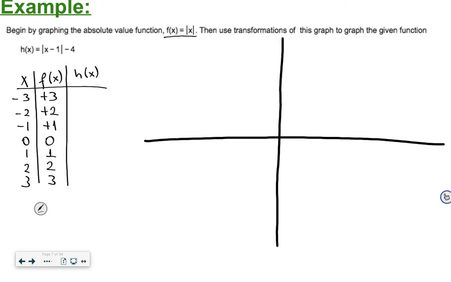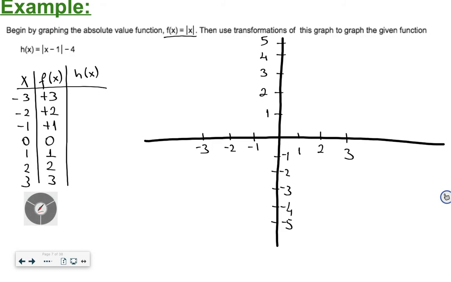Let me graph f of x first. Negative 1, negative 2, negative 3. Positive 1, 2, and 3. And then you will get positive 1, positive 2, 3, 4, and 5. And also negative 1, negative 2, negative 3, negative 4, and negative 5. So your first coordinate is negative 3 and positive 3. This is positive 3 and negative 3. This is your first point.